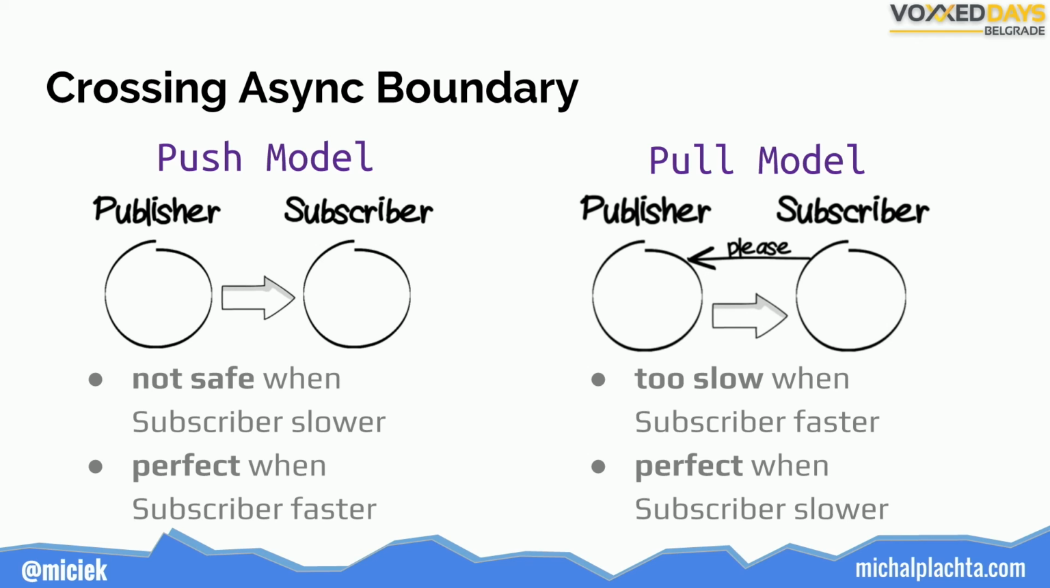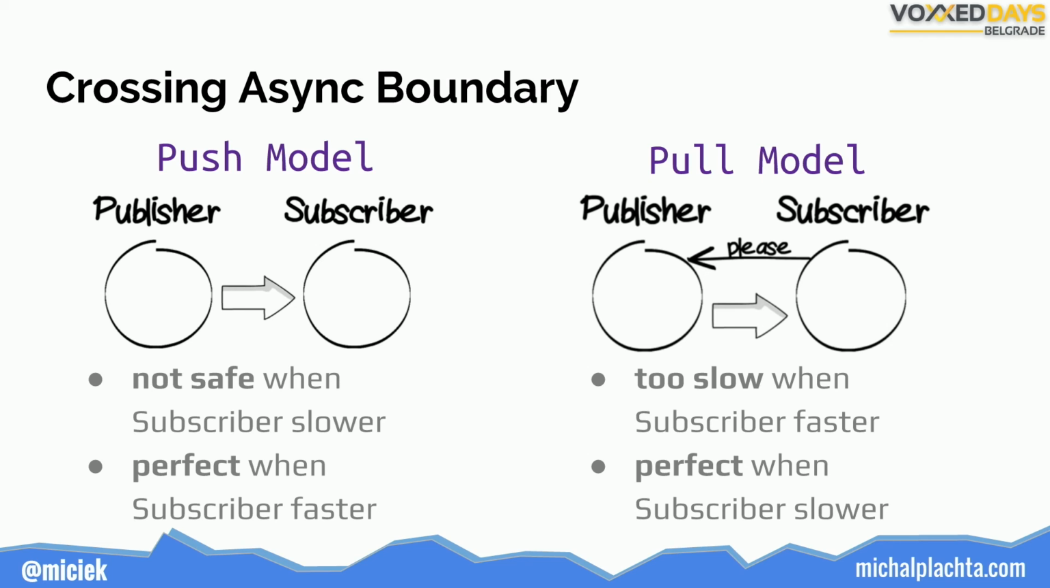So, crossing async boundary. What is an asynchronous boundary? When two asynchronous systems communicate with each other, they need to cross this asynchronous boundary. And there is no other way around it. Those systems are working independently, and one of them will be faster. If they are asynchronous, one of them will be faster, even slightly, but faster.